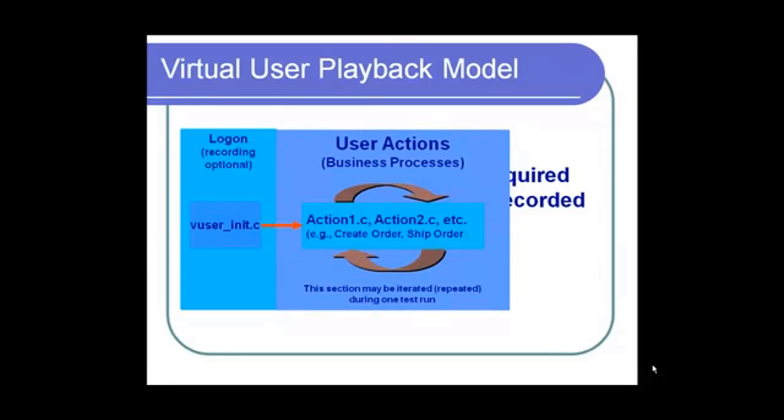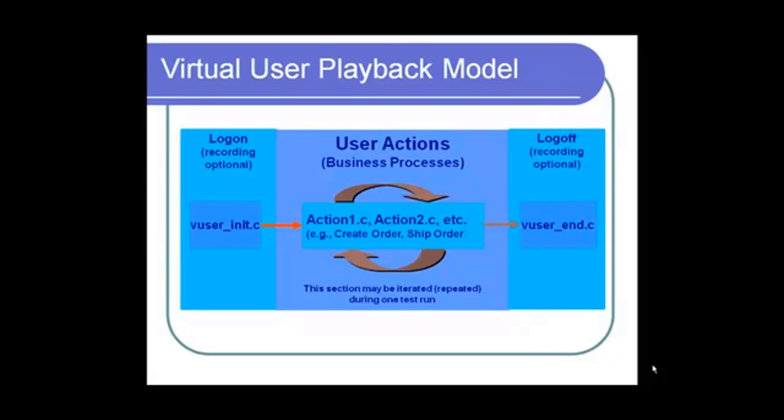Next, various actions which emulate business processes are executed. The number and naming of user actions varies from script to script. The actions in this section can be iterated. The last action is the logoff action. It is used to record logging off related events. Again, recording here is optional and the action can be iterated only once. Let's go ahead and play back the script that we have recorded earlier.